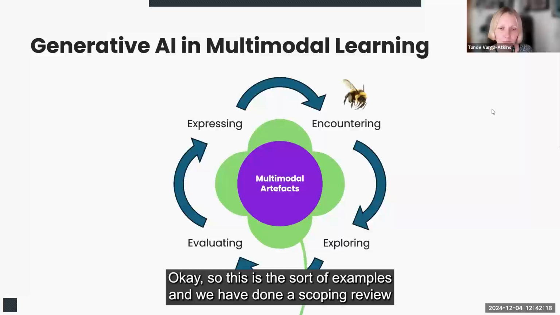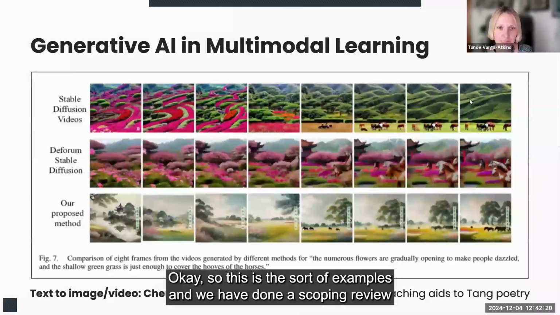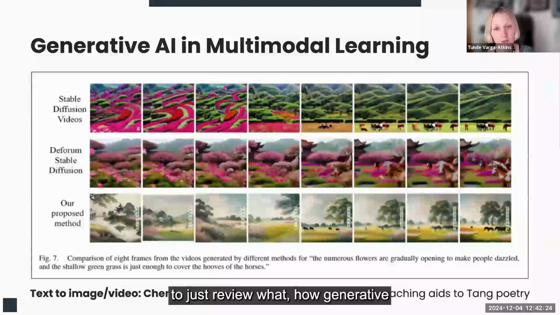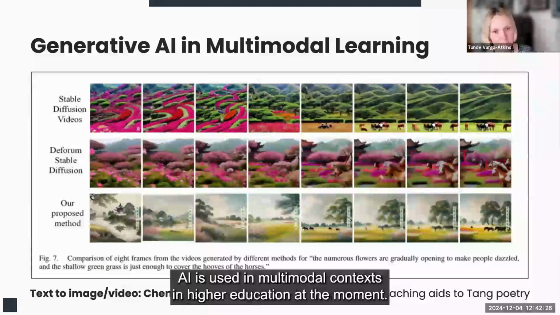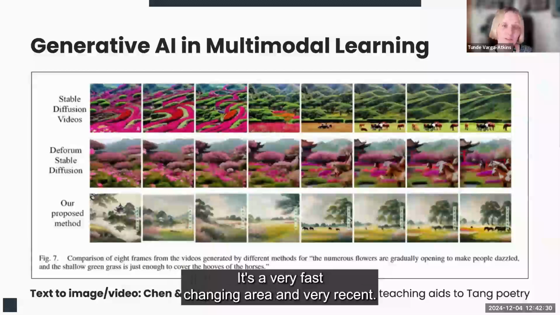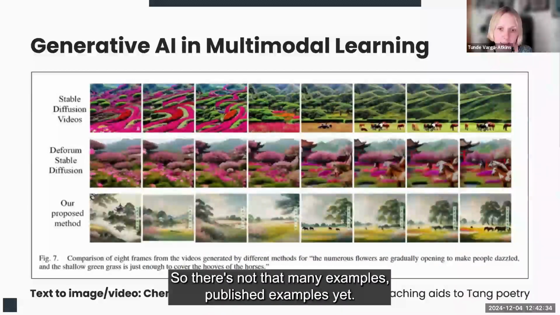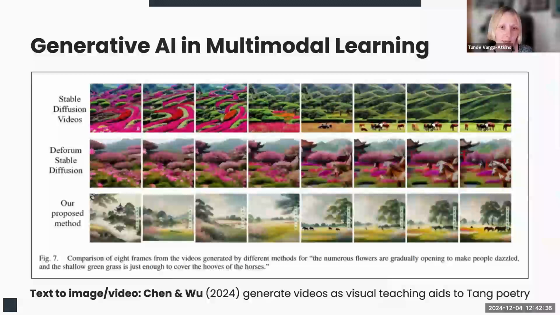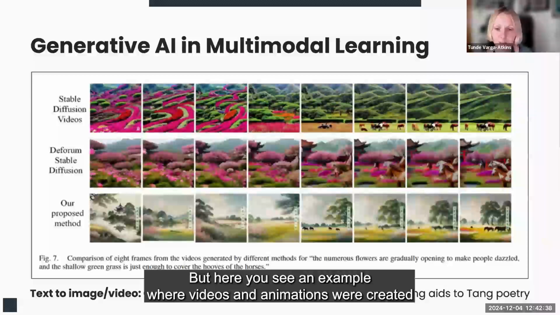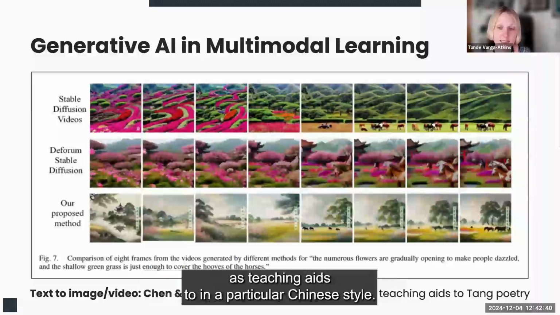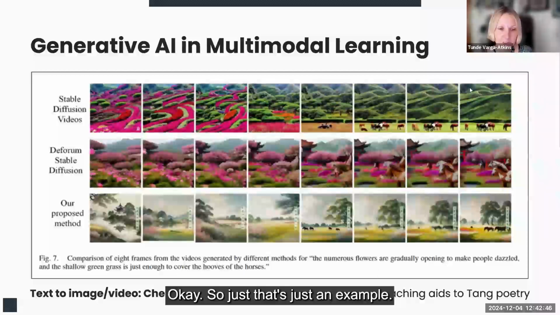Okay, so these are the sort of examples, and we have done a scoping review to review how generative AI is used in multimodal context in higher education at the moment. It's a very fast changing area and very recent, so there's not that many published examples yet, but here you see an example where videos and animations were created as teaching aids in a particular Chinese style. Okay, so that's just an example.